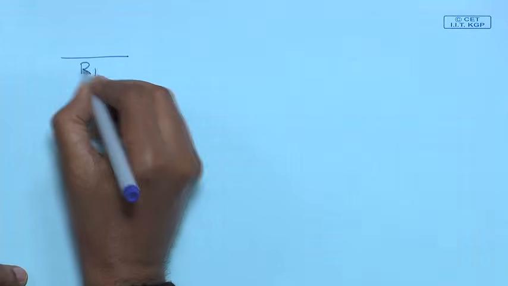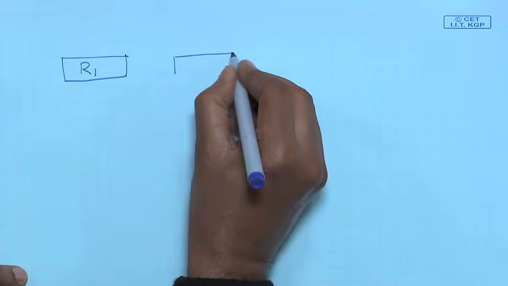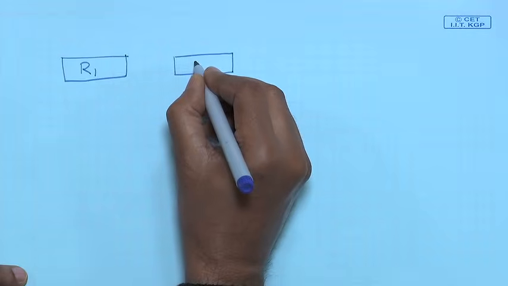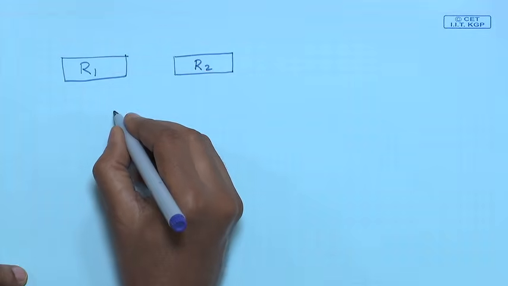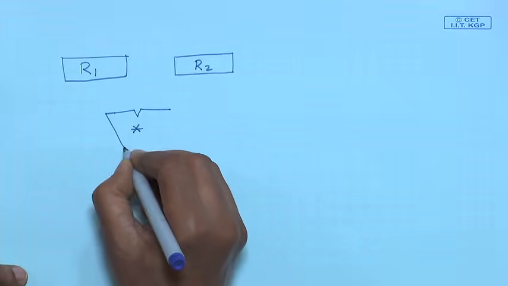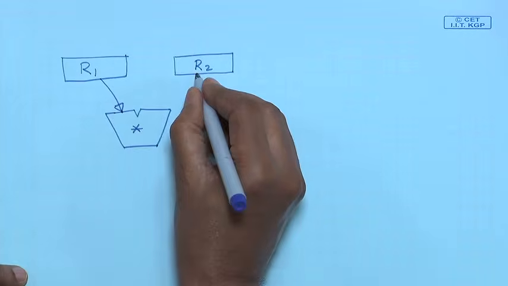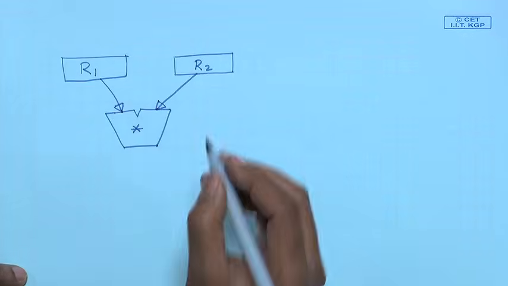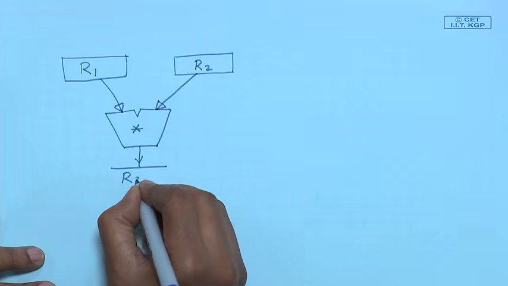Suppose I have a register R1 which holds some data. So, at this level we are not talking about the variables, but we are talking about the hardware registers. Then we talk about a multiplier. This is a multiplier circuit. So, it can take the inputs from R1 and R2. The output of this multiplier can go to another register, say R3.